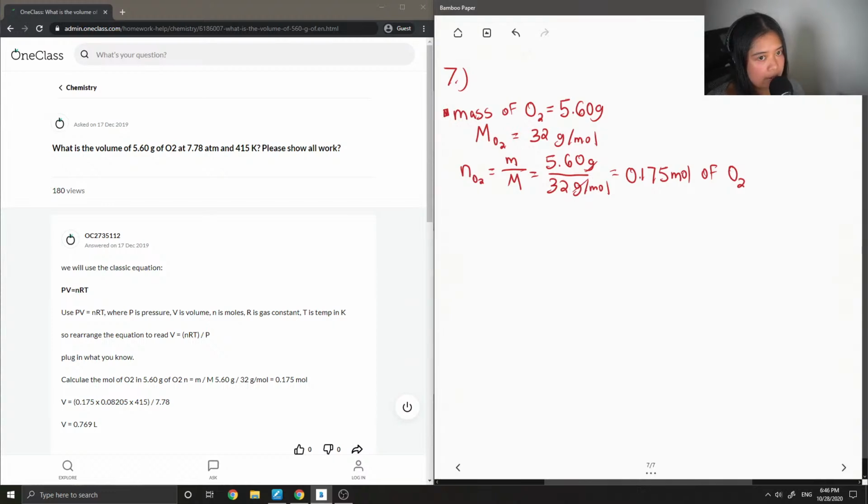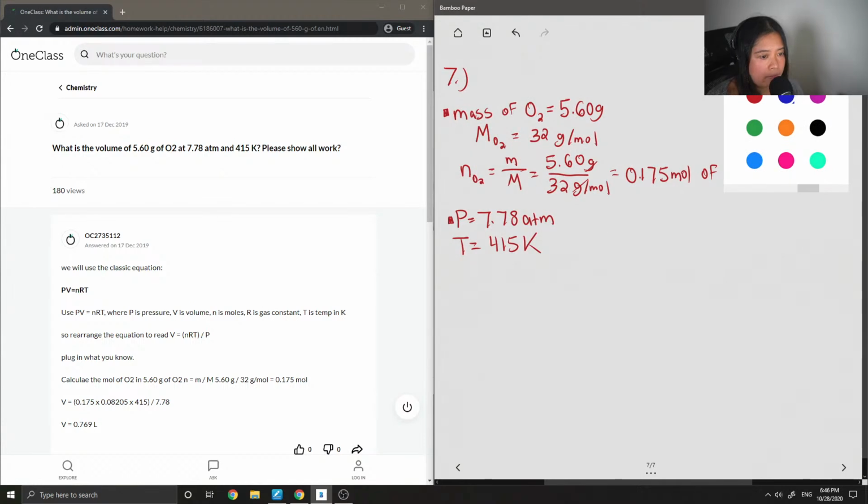What's also given is the pressure. So we know pressure is equal to 7.78 atm. And we're also given the temperature in Kelvin already, so you don't have to convert anything. And then the equation that we want to use is PV equals nRT.